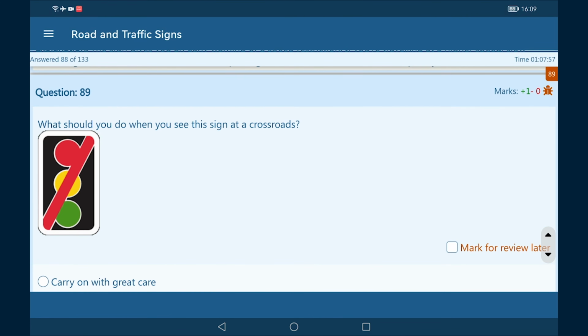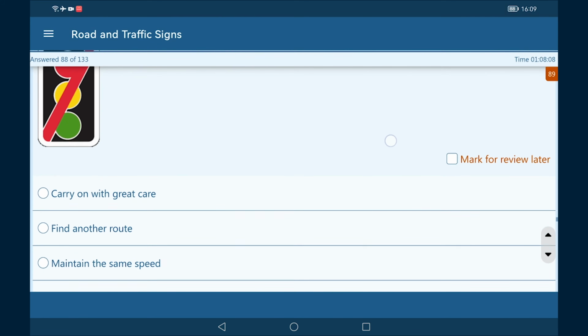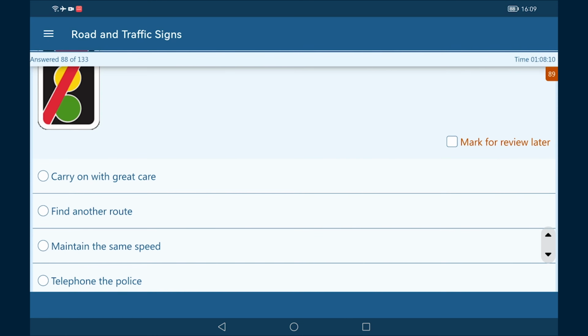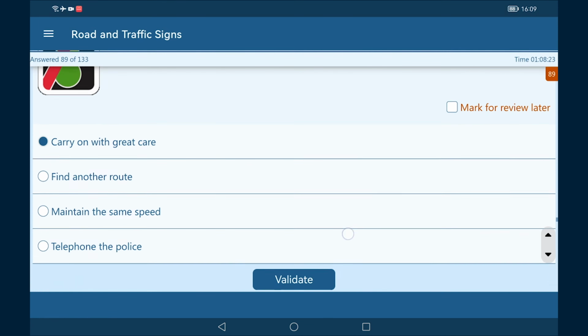Question 89. What should you do when you see this sign at a crossroads? Option 1. Carry on with great care. Option 2. Find another route. Option 3. Maintain the same speed. Option 4. Telephone the police. The correct answer is Option 1. That is, carry on with great care.